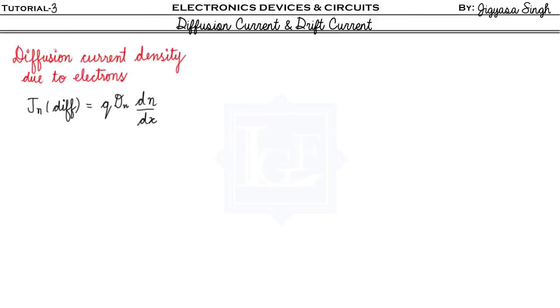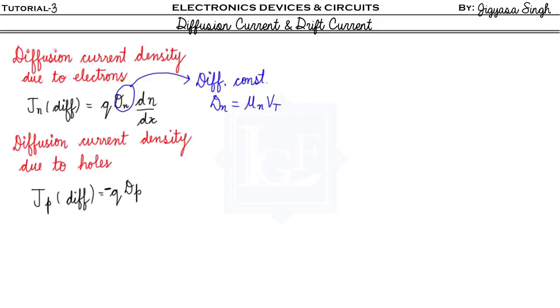Now let's have a look at some expressions of diffusion and drift current, and then we'll calculate the total current density. Now diffusion current density due to electrons is given by q Dn dN by dx. Do you remember this Dn? You must be familiar with this if you have seen lecture number 1. This was the diffusion constant. We studied about it. The expression for this was Dn equals mu n into Vt. Do you remember it now? Can you recall it?